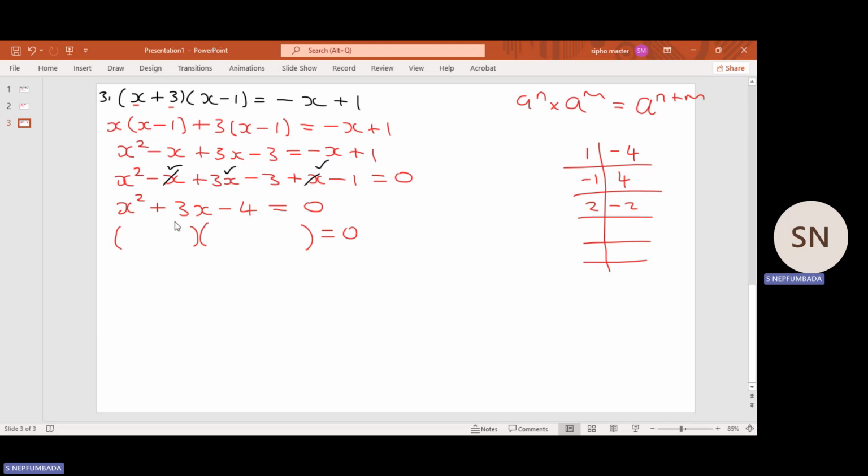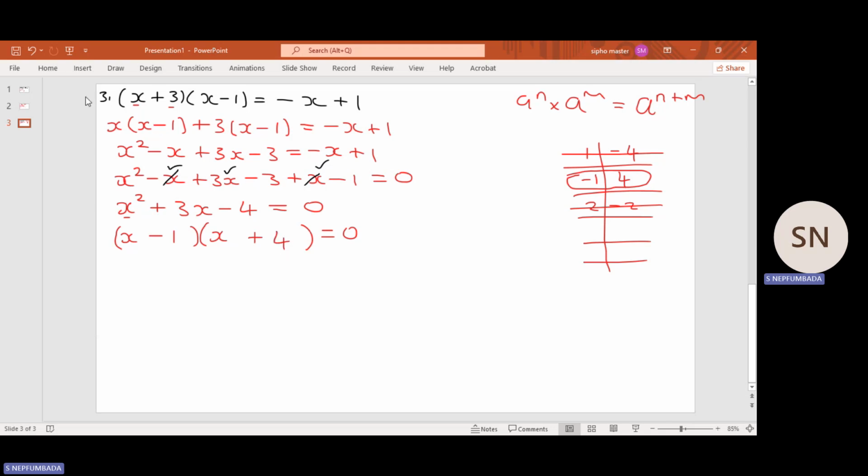So now let's test from these factors. In order for us to get this x squared, here it must be x, and here it must be x, so that when we say x times x, it gives us x squared. So now let's check. 1 plus minus 4 is -3, and we need +3. It means this one is not valid. Then minus 1 plus 4 is 3. It means this is our factor. 2 plus -2 is 0, it doesn't give us 3. So our factors are -1 and +4.